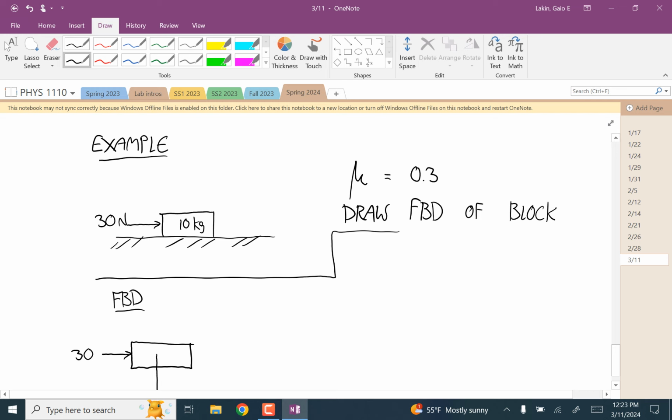So I have to tell you in problems which way it's sliding. So let's say that it's sliding in this direction. You could think of that as the direction of the velocity, or the direction that it's moving at that instant.